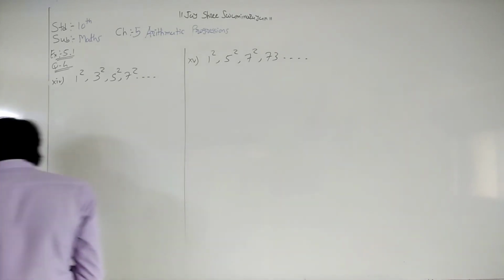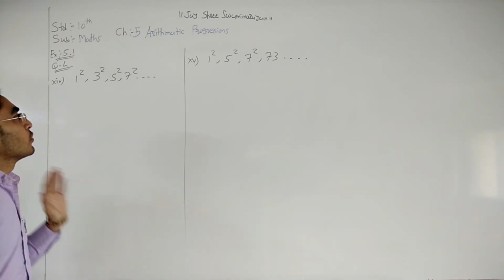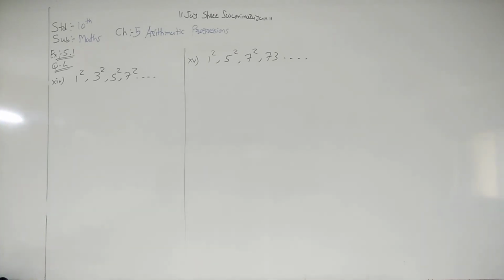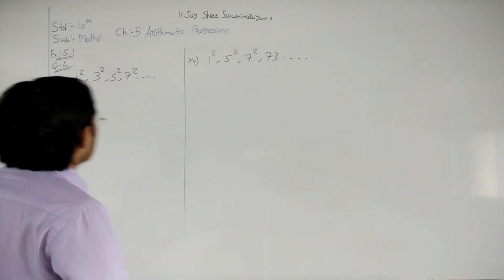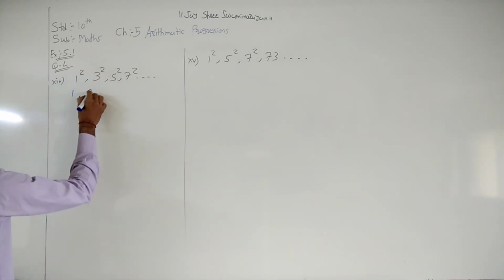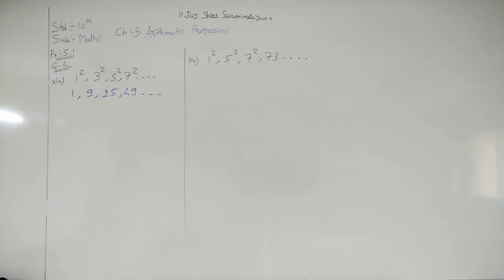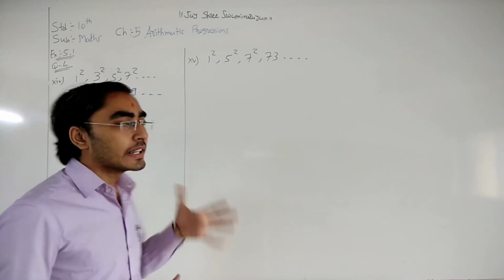So here is given that 1 square, 3 square, 5 square and 7 square up to infinite. Okay. So in that, first of all, what we need to do? We just need to find the common difference d1 and d2, right? So here, first of all, to simplify this AP, it is 1 square 1, 3 square 9, 5 square 25, 7 square 49, up to dot dot dot.